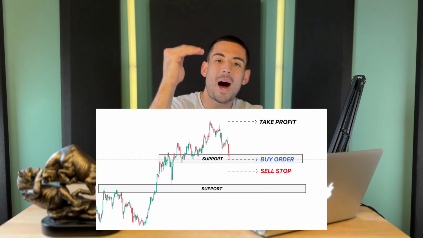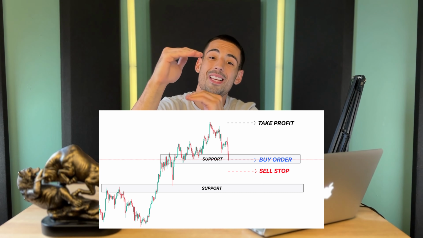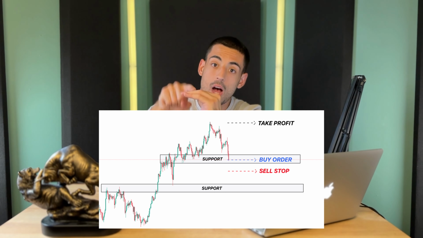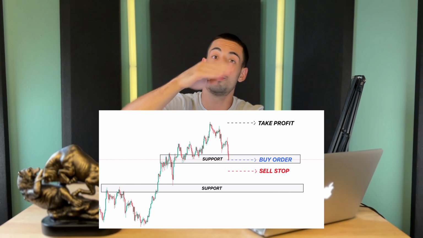So let's say you placed a buy order around a significant support zone, and instead of placing a stop loss, you would place a sell order whenever price comes to that significant price point, and it would be a sell stop, or it would be a buy stop if it was the other way around.